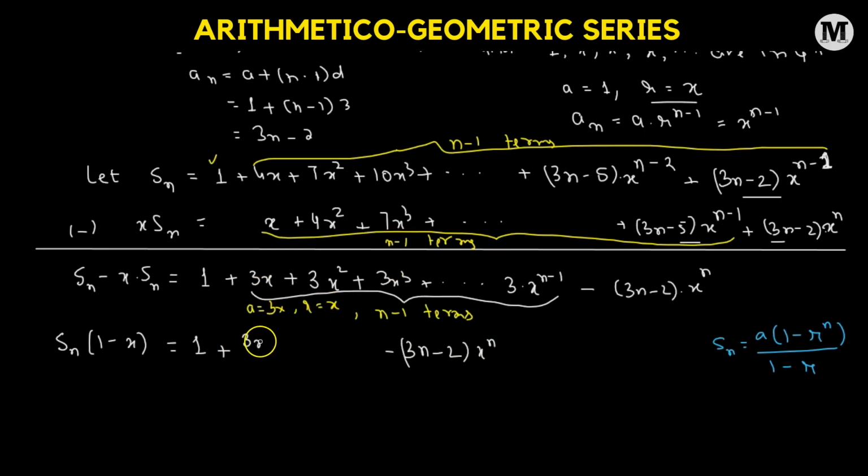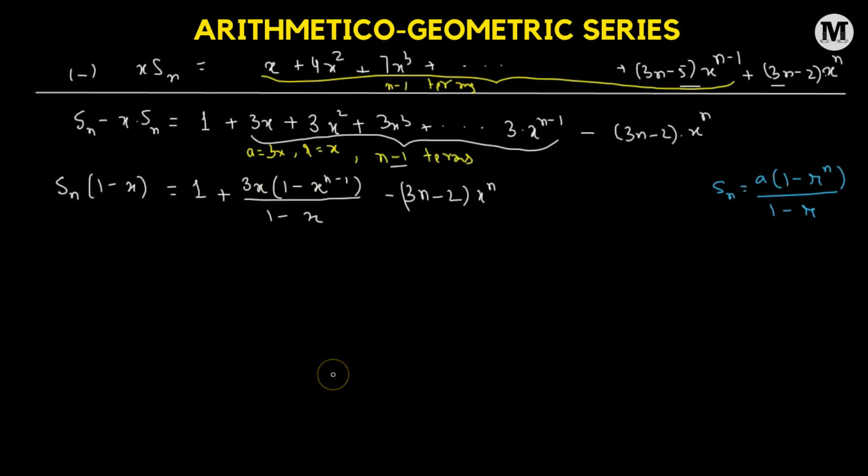So the first term comes out to be 3x. So this will get multiplied to 1 minus the common ratio, which is x, raised to the power of the total number of terms. Now there are n minus 1 terms here, so we have x raised to the power of n minus 1, whole divided by 1 minus the common ratio, so that's x. Fine. Now what we'll do, we're going to divide throughout with 1 minus x.